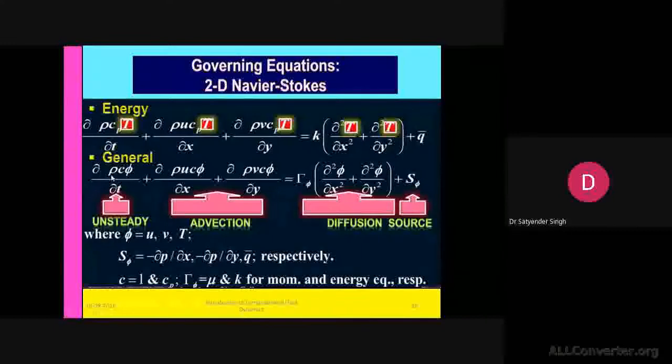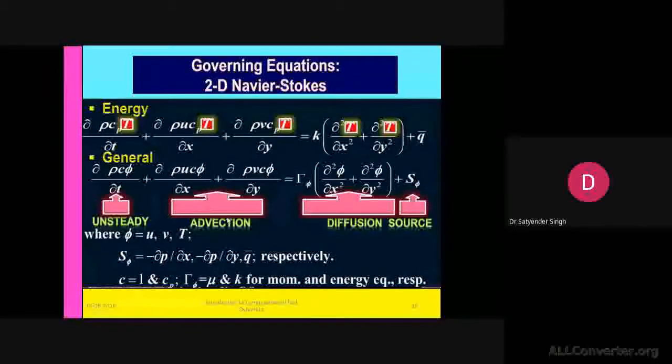So in general, the first term in the Navier-Stokes equation, we call it the unsteady term. That is a temporal term which keeps track of the various parameters. For momentum, it will be the field variable, I should say. It will be the velocity. For energy, it will be the temperature. So it will give the track of these parameters with respect to time. And the second one, we call it advection.